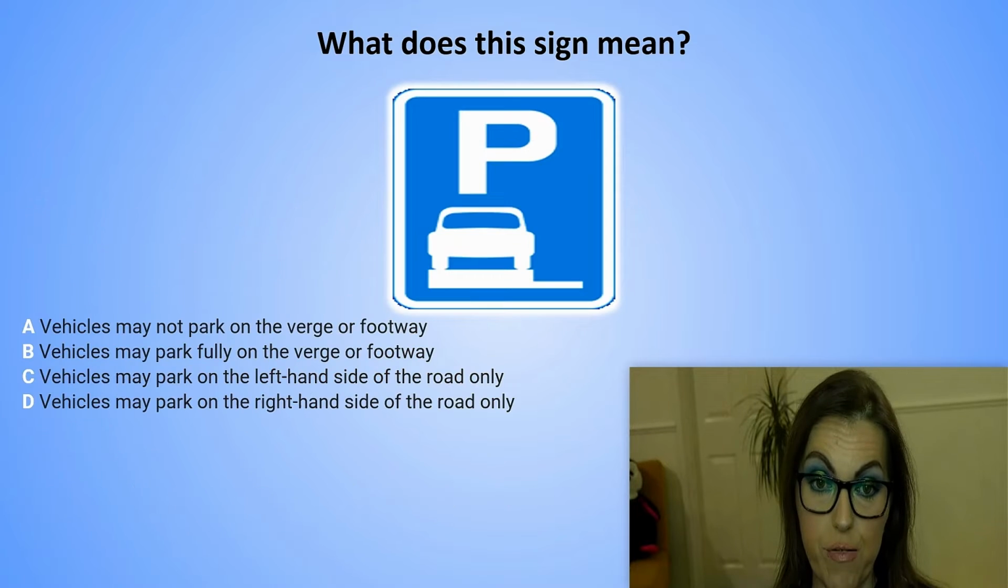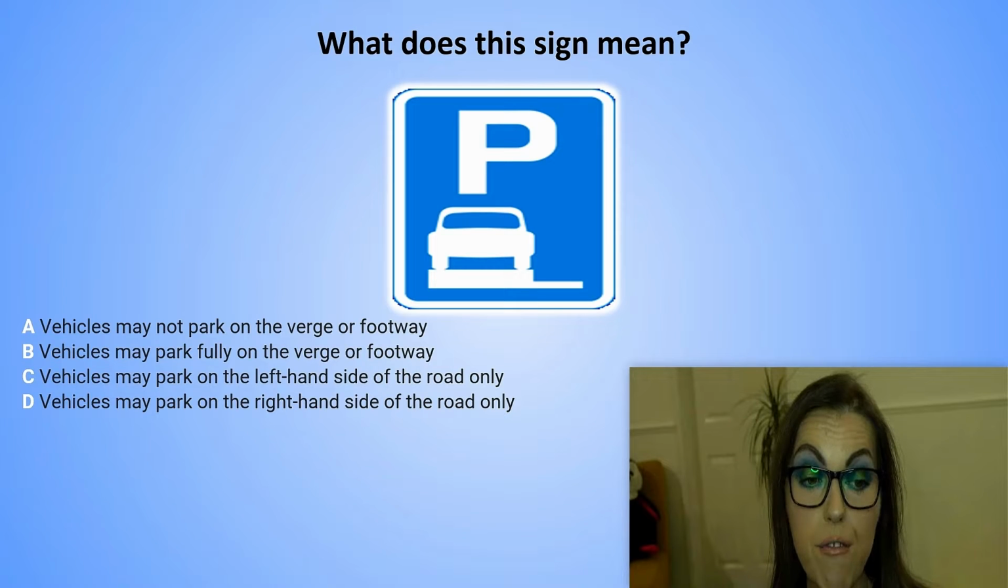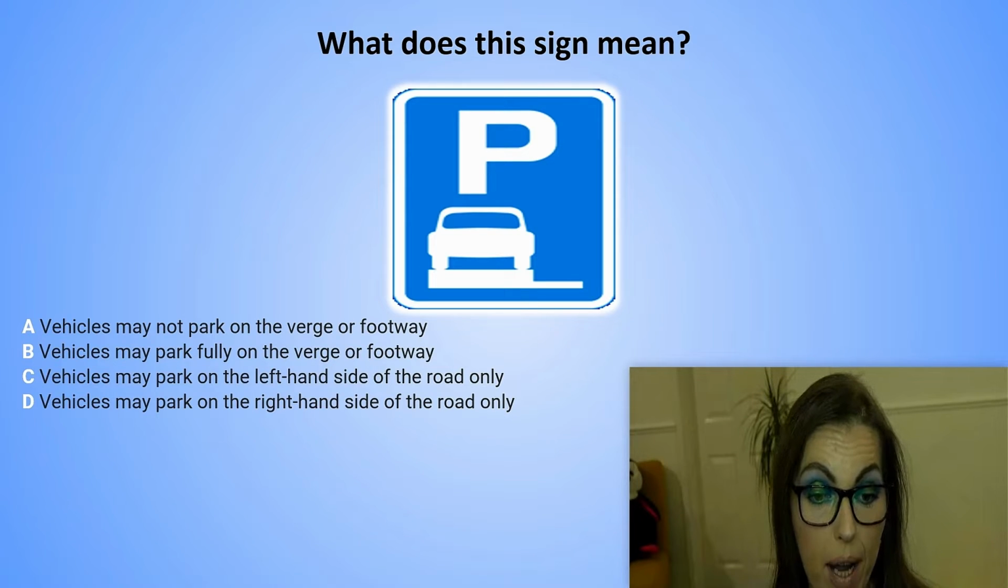Next question. What does this sign mean? A. Vehicles may not park on the verge or footway. B. Vehicles may park fully on the verge or footway. C. Vehicles may park on the left-hand side of the road only. Or D. Vehicles may park on the right-hand side of the road only.